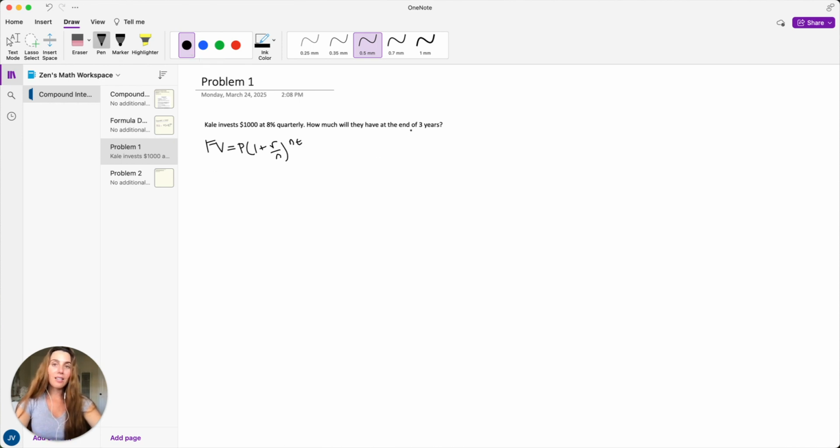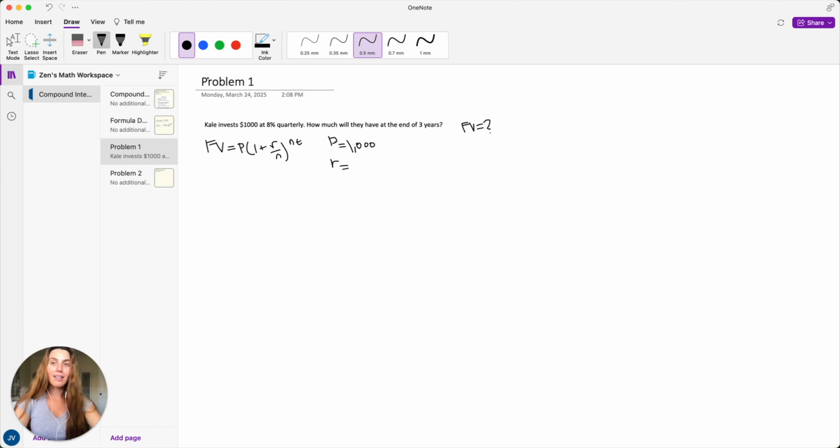Now, what it's asking for is how much will they have at the end of 3 years. That's my F of V. So I'm going to put F of V with a question mark. That's what I'm trying to find. And here, next, what I'm going to do is find my components. So first is my P, and it says Kale invests $1,000, so that's my starting amount.